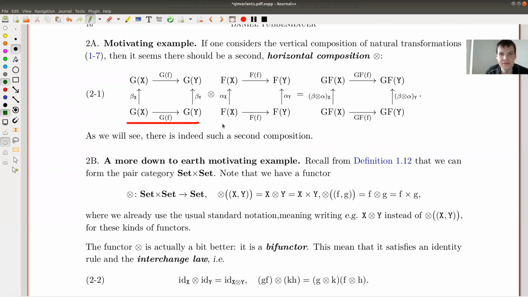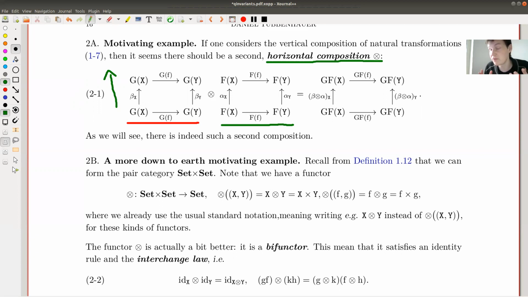And here's another natural transformation, alpha. It's again a collection of morphisms, alpha x and alpha y. It's kind of clear that you can stack them in this direction, so vertically. If I had a gamma here that goes one step further, it would be easy to stack them together. But you can also stack them horizontally. I call this horizontal composition.